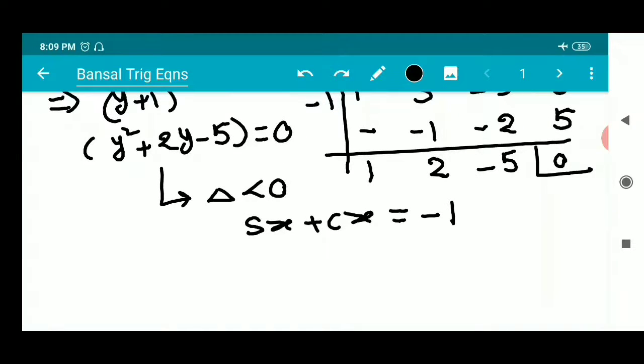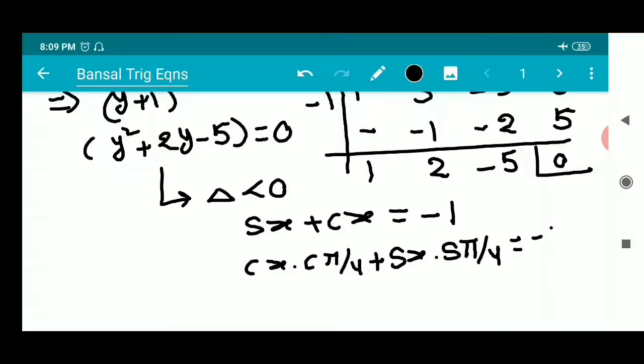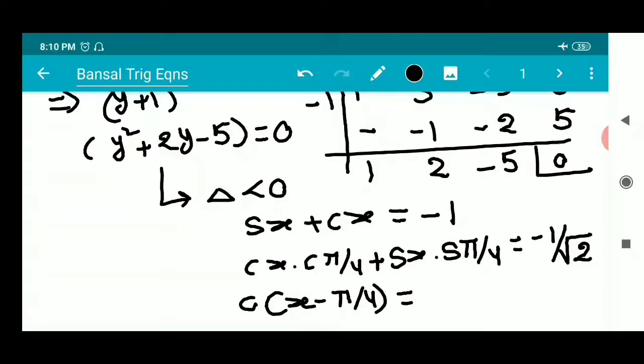I am dividing the whole equation by root 2, so cos x into cos pi by 4 plus sin x into sin pi by 4 equals minus 1 by root 2, as we divided by root 2. So that is cos of (x minus pi by 4) equals minus 1 by root 2. So when you are writing cos theta equals cos alpha, alpha must be in the closed interval 0 to pi, so that is why this is cos 3 pi by 4.